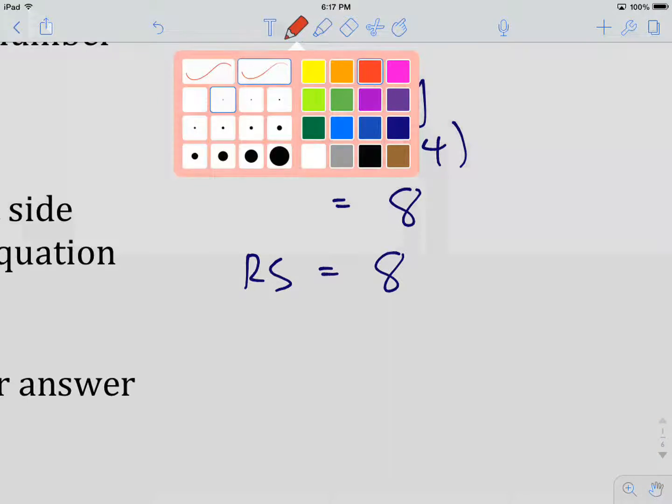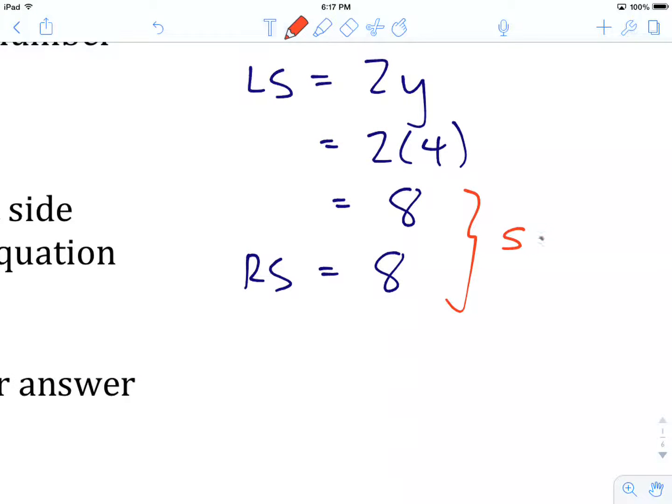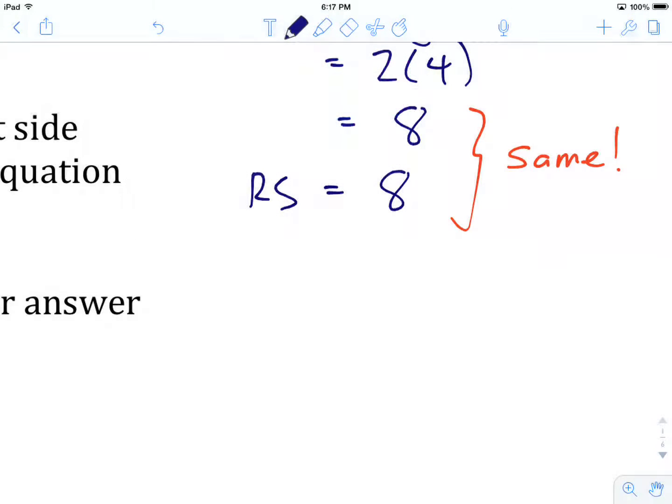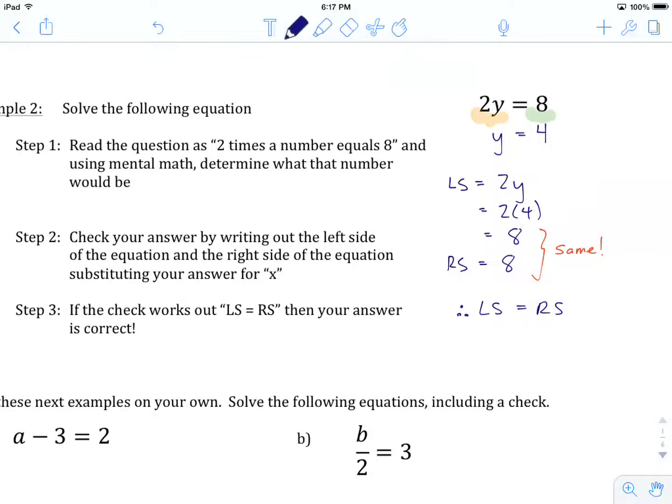And as above, these two values for the left side and the right side are the same. So we will sum this up by saying, therefore, the left side equals the right side. And we celebrate because we did our mental math correctly and got the right answer.